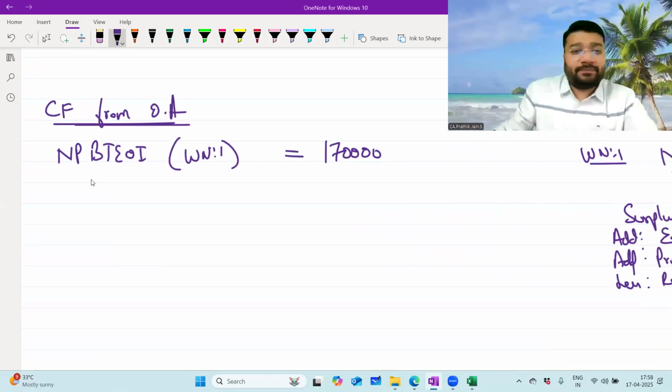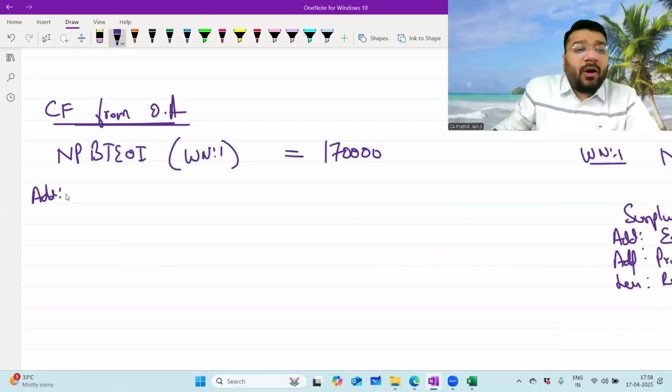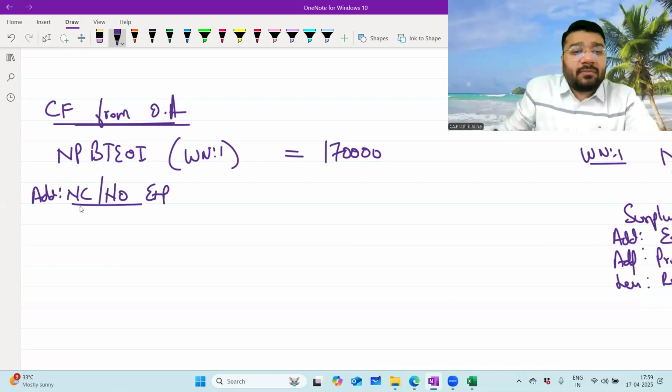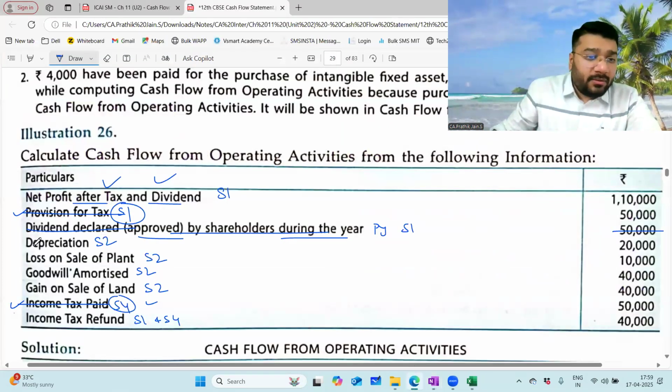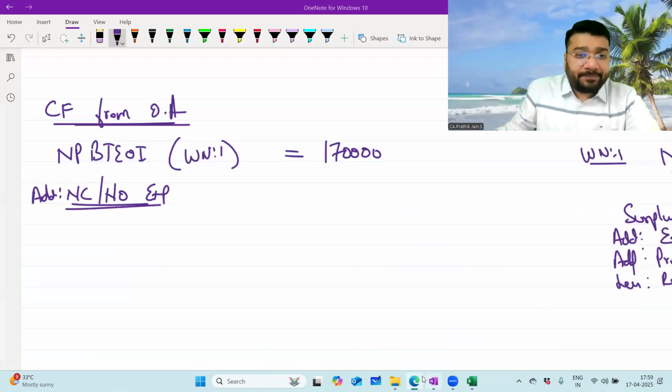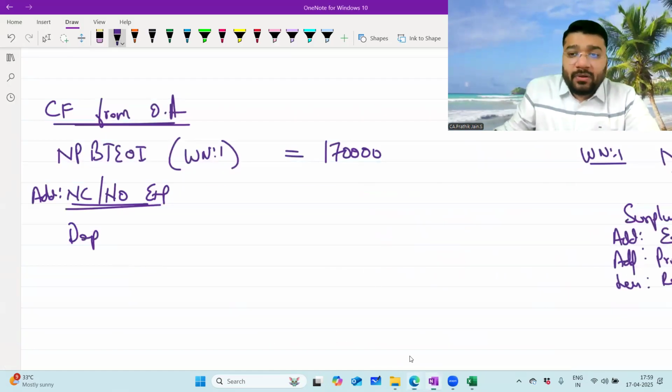$1,70,000. Okay, next. Segment 2: add non-cash or non-operating expenses. How many are there? Depreciation, loss, and goodwill amortized. 3. What is depreciation? 20,000.